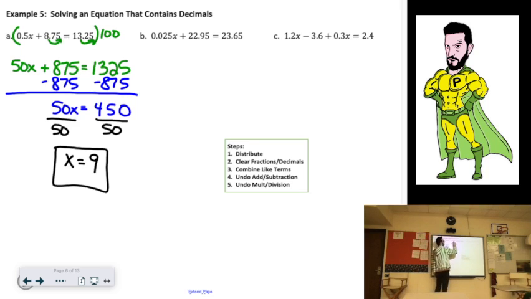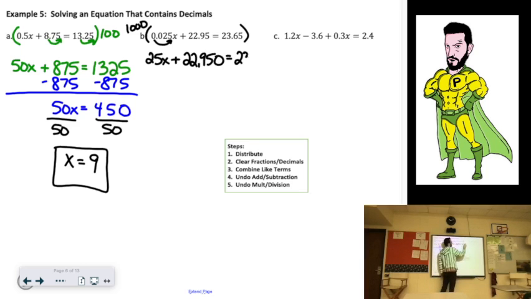Now here, this one goes to the third column. So if we were to clear 3 decimal places, we'd have to multiply by 1,000 each term. So here, moving it 3 places would make it 25x. Here, multiplying by 1,000 would make it 22,950. And here, if you multiply by 1,000, it would make it 23,650. To me, I like the decimals. I like the decimals because they're at least a little smaller. These are gigantic numbers. But we're all good.